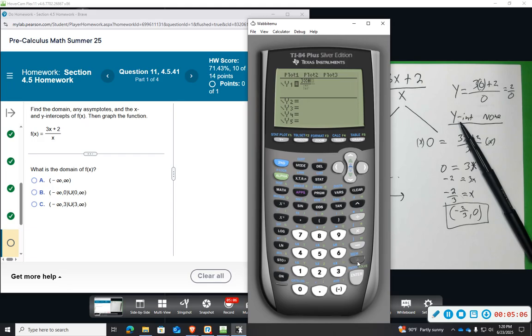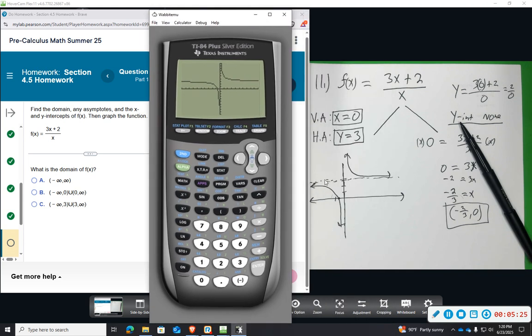3x plus 2 over x. And if I graph that, I'm going to go zoom 6 to get the standard graphing window. Okay, so it looks similar. This looks like we're on the right track. We can probably see that that's a little bit above that axis. All right, so let's plug in our other values.